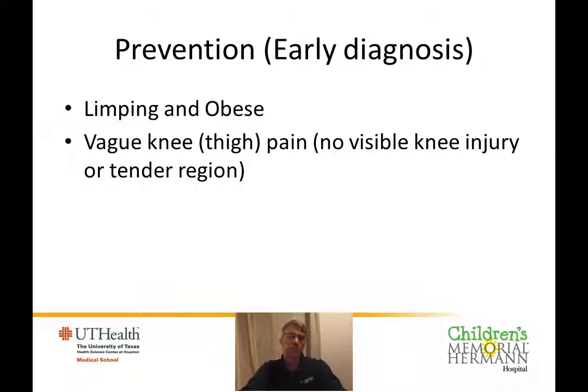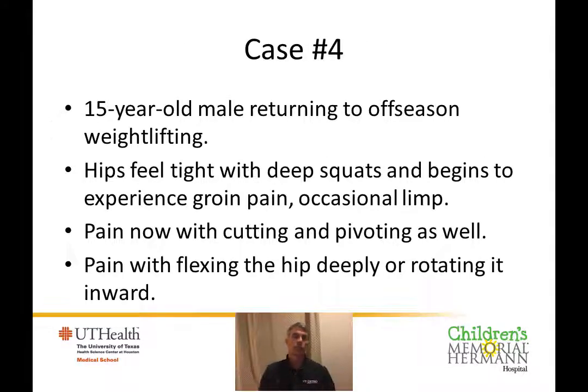Prevention really with this is early diagnosis. There are kids who've been sent to months of physical therapy. There have been kids who've had surgery on their knee when the problem has really been the hip. And so we want to identify it early. So if they're limping and they're obese, it needs to be at the top of the list. If they have vague knee or thigh pain with no visible knee injury or tender region, it should be something to be considered.